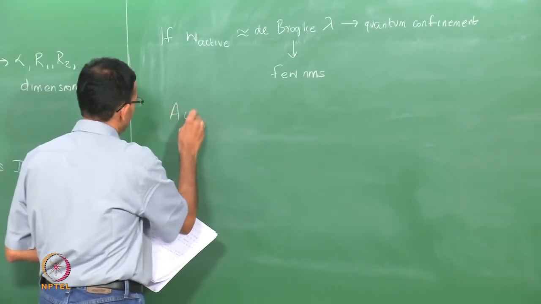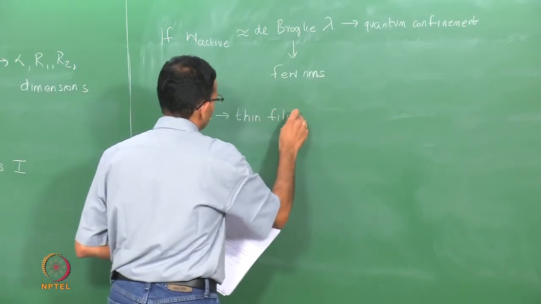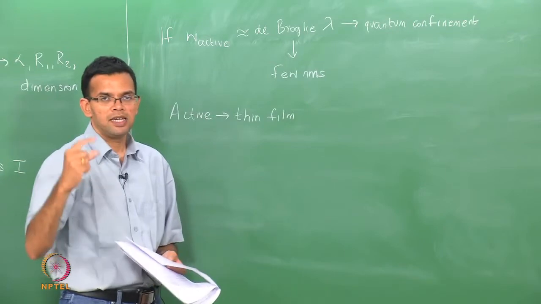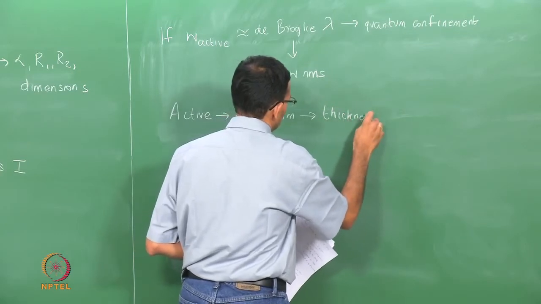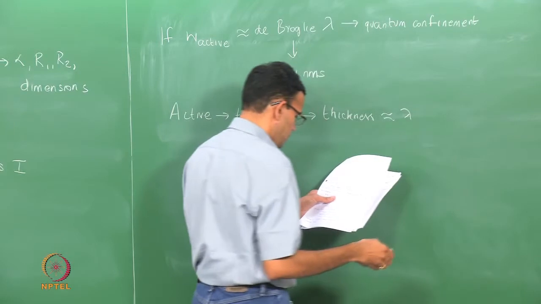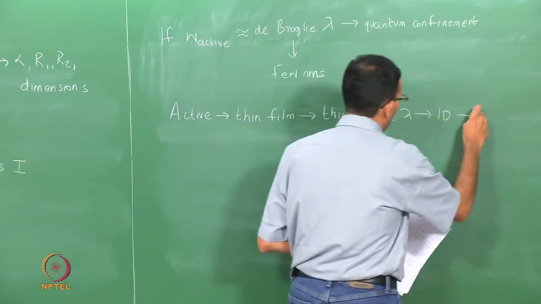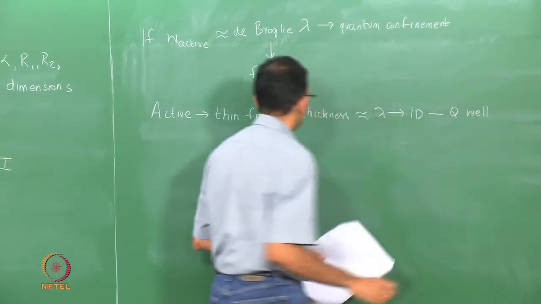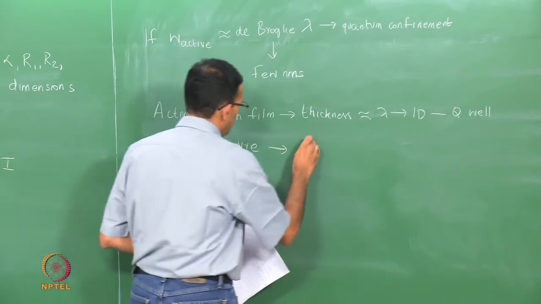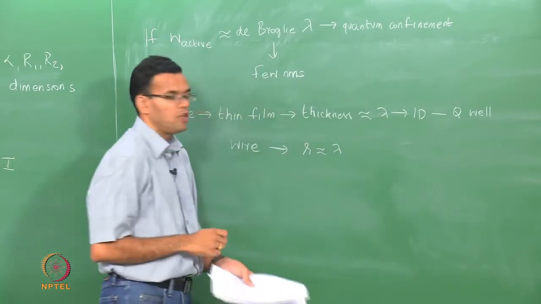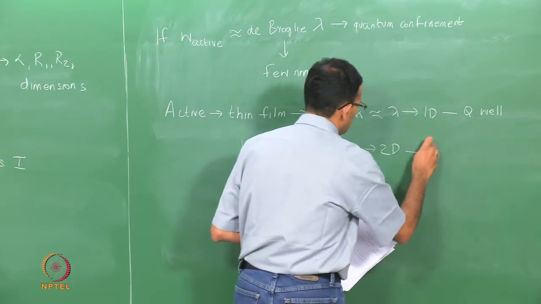So, if your active region is in the form of a thin film, then only the thickness is of the order of the de Broglie wavelength. So, the thickness is comparable to lambda. In this case, you have 1D quantum confinement, and this is called quantum well. On the other hand, if it is in the form of a wire, where your radius of the wire is of the order of lambda, that is a case of 2D quantum confinement, that is your quantum wire.